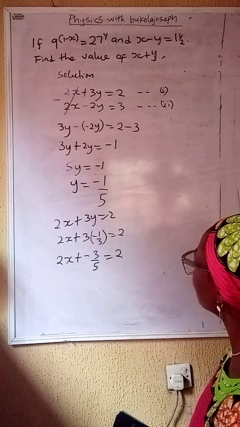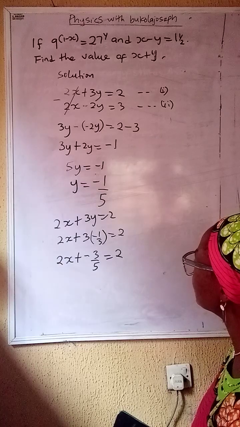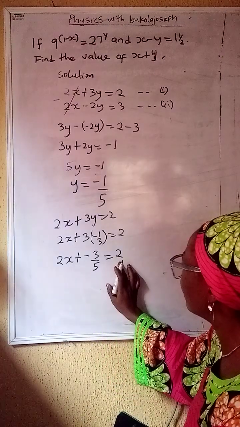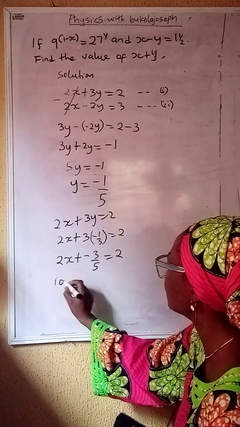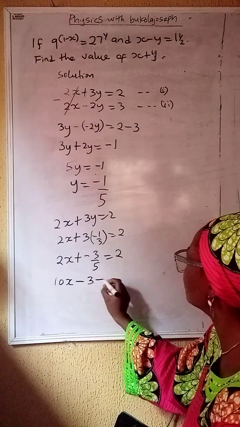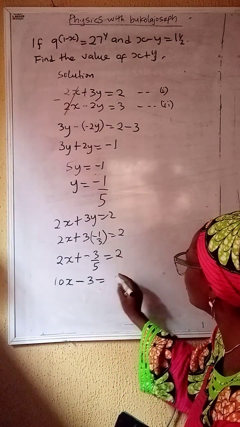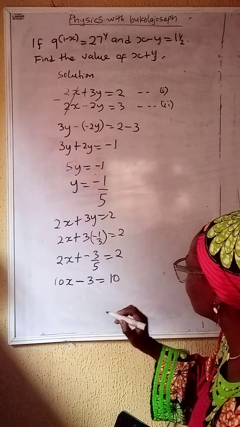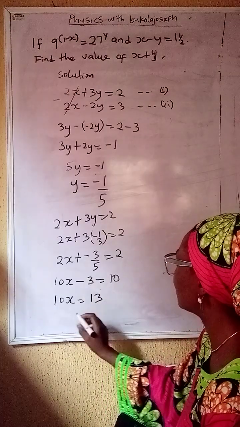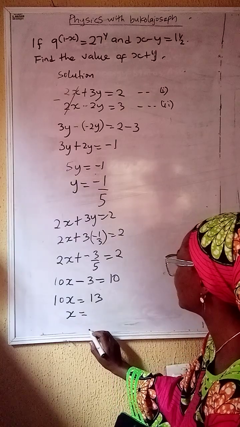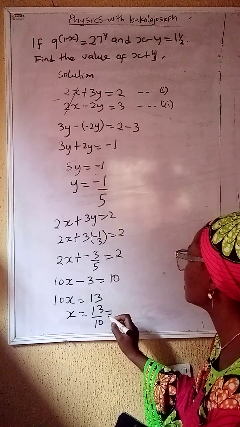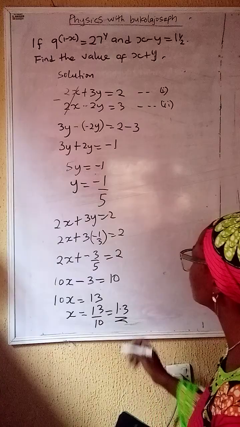Okay, so if we would have this, what is the next thing to do? We can multiply each of these by 5. So if we multiply each of these by 5, we'll have 2 times 5 will give us 10x. Then we have plus minus, this will become minus 3 is equal to 5 times 2, we have what? 10. All right, so we have 10x is equal to, if this comes to this side, it becomes 13. Then we divide both sides by 10, x becomes 13 all over 10, and x becomes what? 1.3. So x is equal to 1.3.